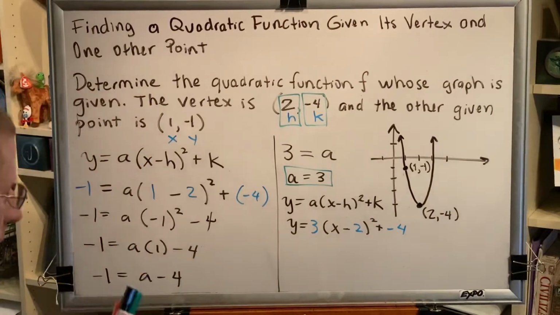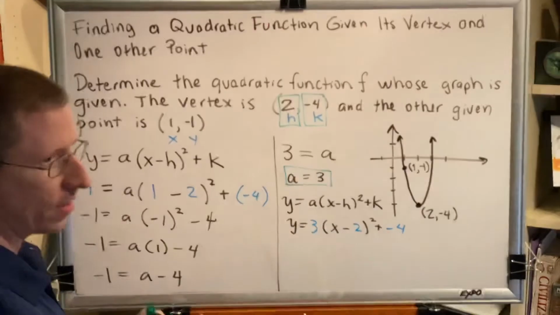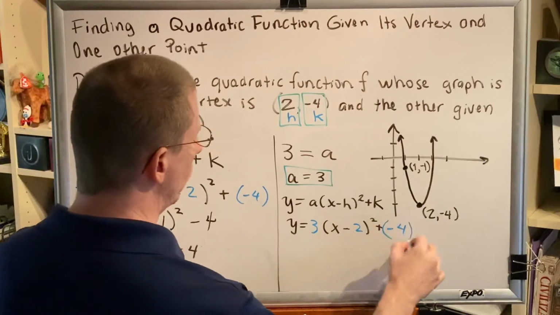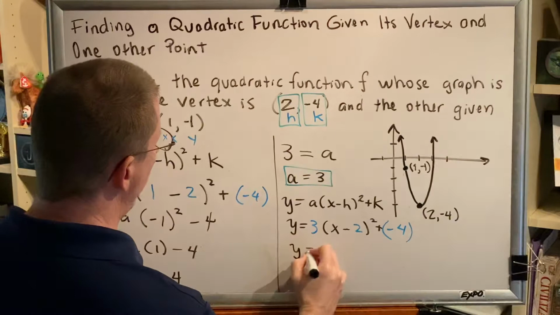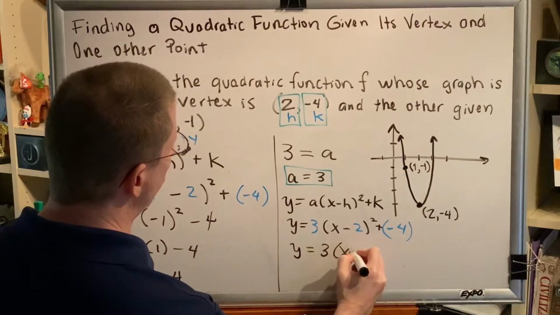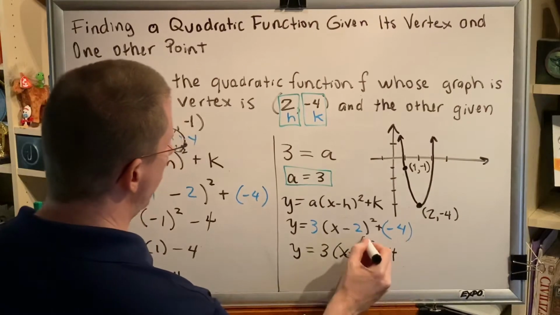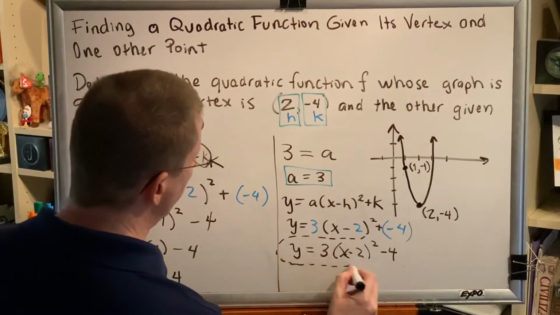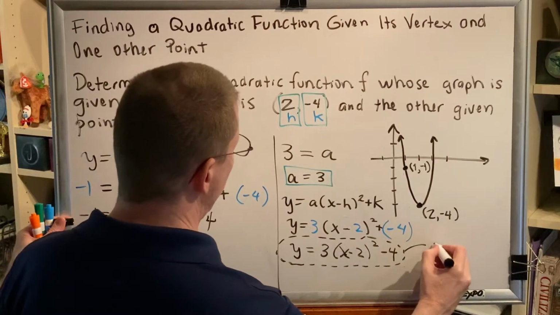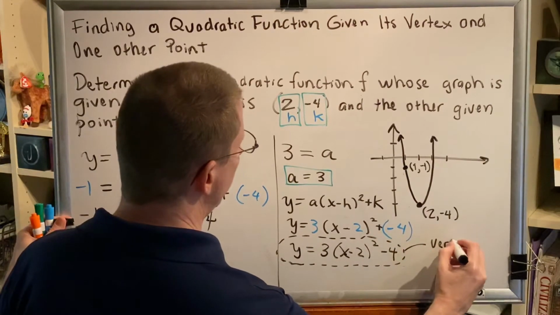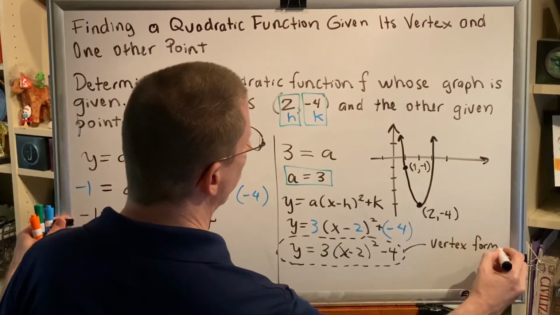Then simplify. The only thing to simplify here is that adding a negative is the same thing as subtraction. So we're going to get our final answer in the vertex form, y equals 3 parenthesis x minus 2 close parenthesis squared subtract 4. I'm going to put this in a dashed box. Sometimes this is the final answer to the problem. Sometimes it's not. It depends on the instructions. This is the vertex form of our parabola.